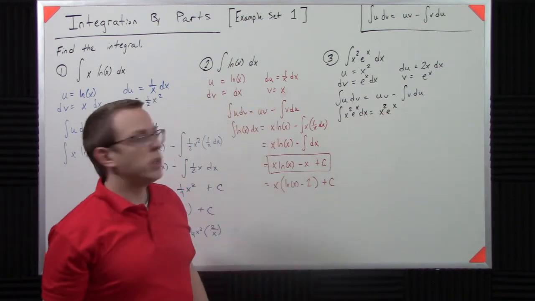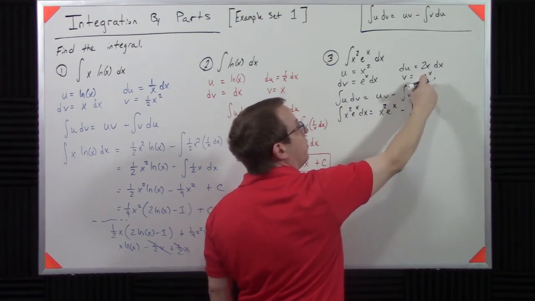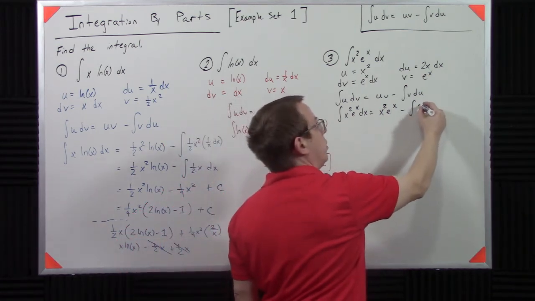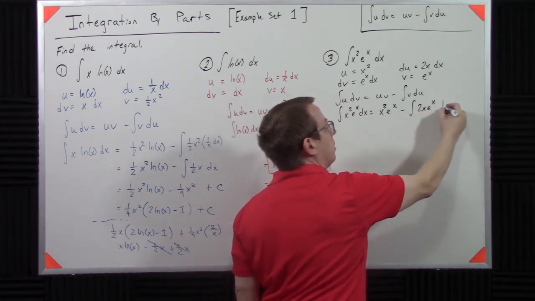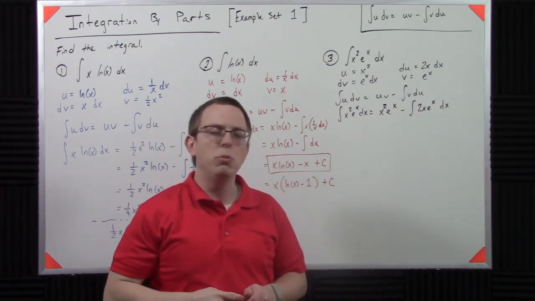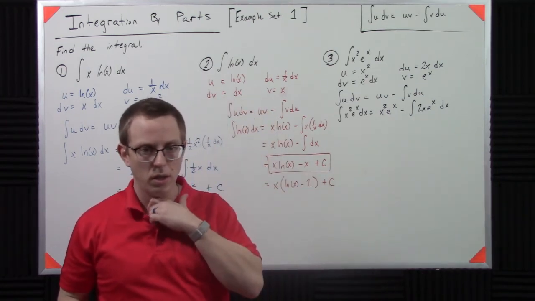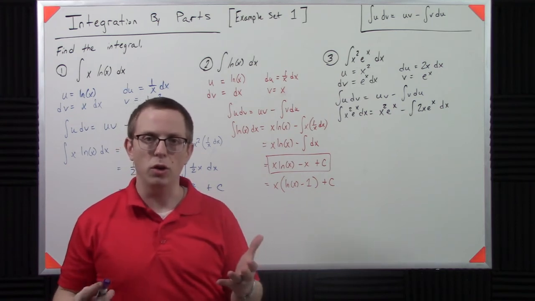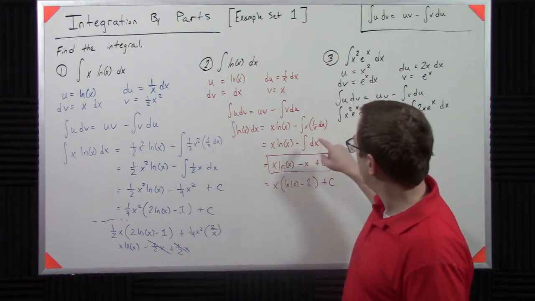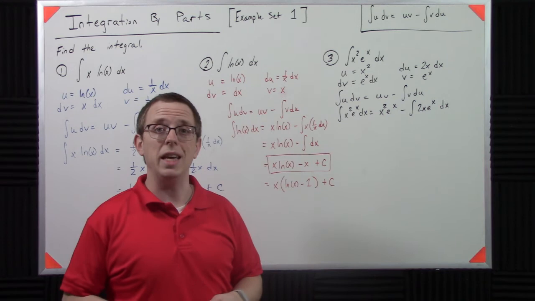So now filling that out, x squared e to the x minus... So v is e to the x, du is 2x dx. So I'm going to rewrite this as 2x e to the x dx. Okay, so we have an issue here. We have an issue because 2x e to the x itself is not directly integrable, right? This was directly integrable. This was directly integrable. This is going to require you to use integration by parts again.